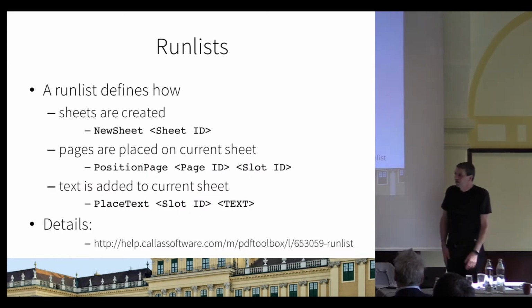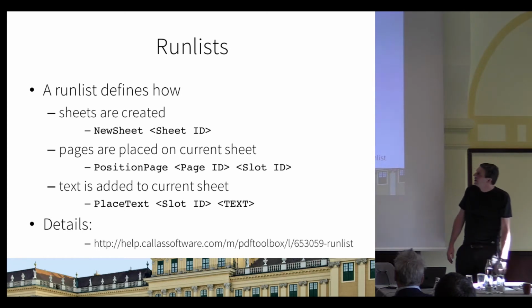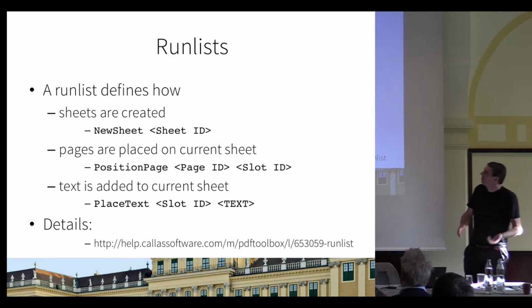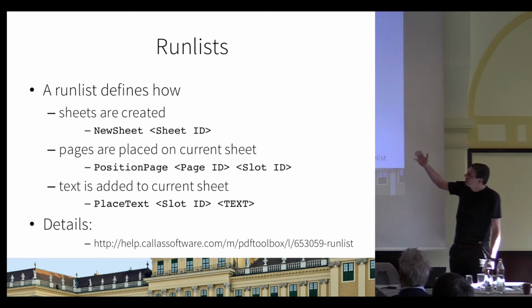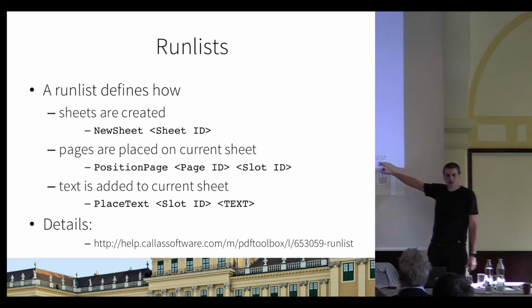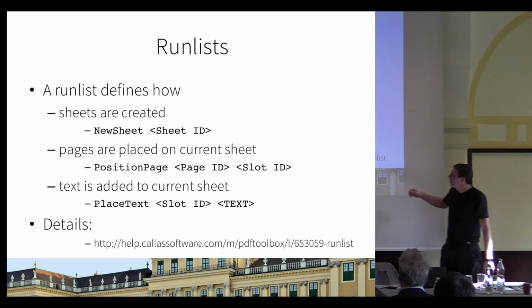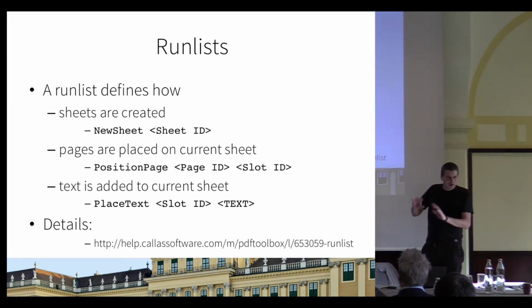Okay, and then we have run lists as the other part. The run lists define how the pages are used from the PDF document that is to be imposed and how they should be placed on the slots on the sheet. There are some commands that can be used in the run list. We have pretty good documentation online, so if you want to look up the details, go to the help.callas.com site and search for run list, and you will find the documentation.